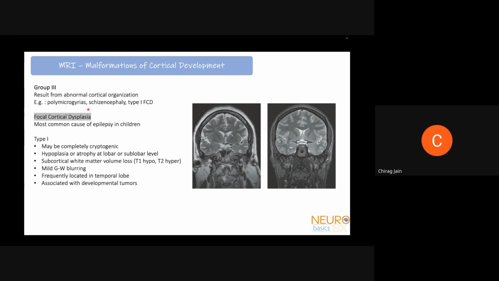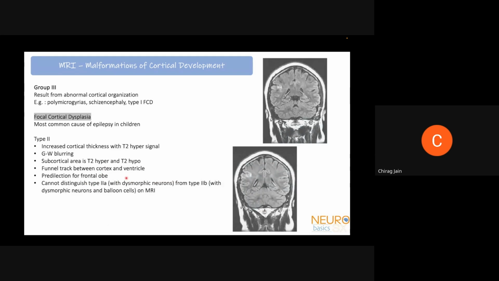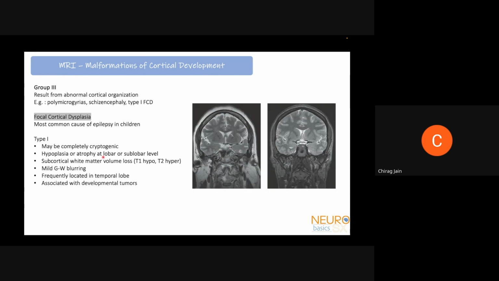Okay, so focal cortical dysplasias, there are basically two types, and they're the most common cause of epilepsy in children. Type 1 FCD and type 2 FCD can actually be quite easily differentiated. For type 1 FCD, the most important thing to remember is that it is frequently located in the temporal lobe. Type 2 FCD, on the other hand, is most frequently located in the frontal lobe. Okay. Other more subtle things which can help you are that type 1 FCD can actually be quite difficult to pick up.